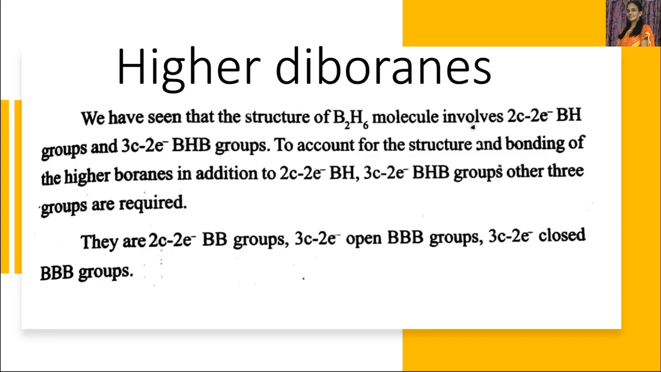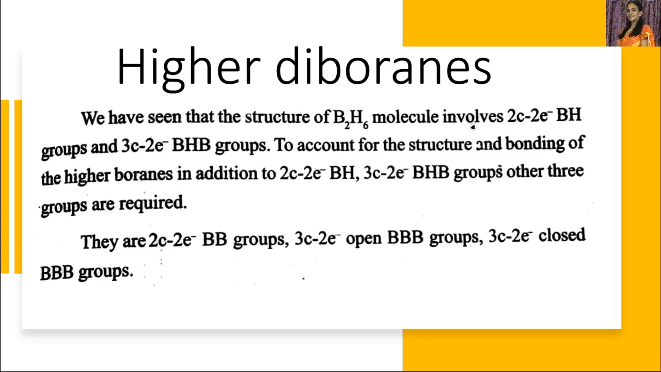We have already discussed diborane, that is B2H6, the first member of the BnHn+4 series. Diborane has two-centered two-electron BH2 groups. At the same time, it also has two three-centered two-electron BHB groups. This diborane molecule has two-centered two-electron BH2 groups and two three-centered two-electron BHB groups.